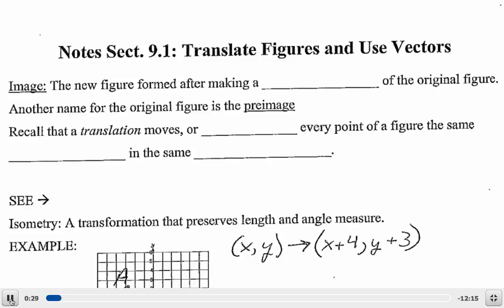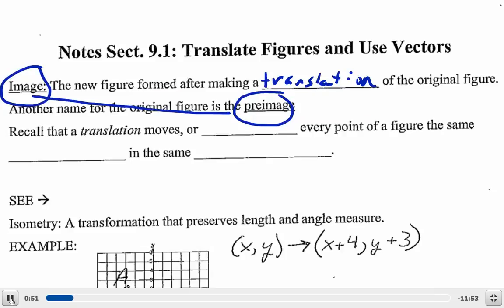So the first thing is an image. The image, if you think back to Geometry A, is the new figure formed after making a translation of the original figure. The name for the original figure is called the pre-image. So we have the image and the pre-image. These things are obviously very closely related. The pre-image is what we start with, the image is what we end with.